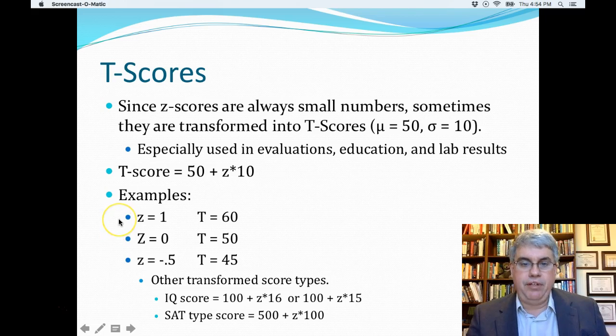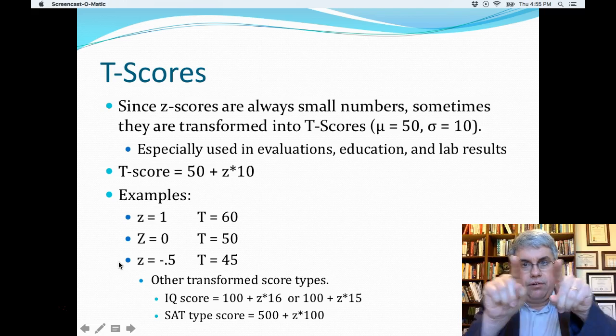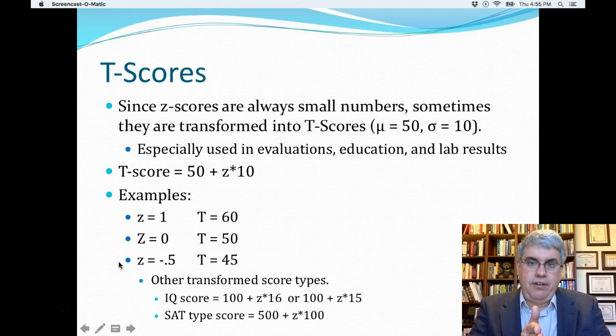For example, if you have a z-score of 1, converting that to a t-score would be 50 plus 1 times 10 equals 60. A z-score of 0, which means an average score, would be a t-score of 50, and a z-score of minus 0.5, somewhat below average, would be 50 minus 0.5 times 10, or 45. So this type of transformation of a normalized score, a z-score, continues to be a bell curve, but the mean changes, in this case to 50, and the standard deviation moves from 1 to 10.